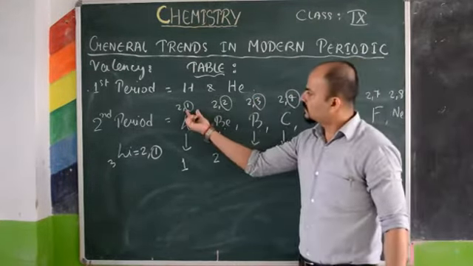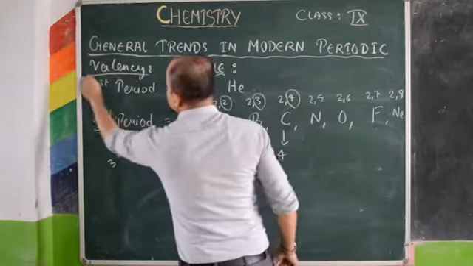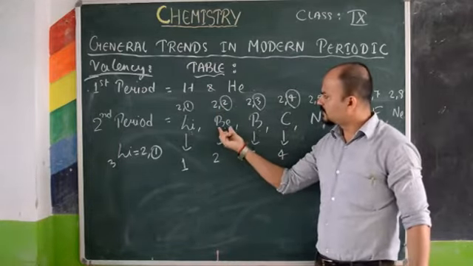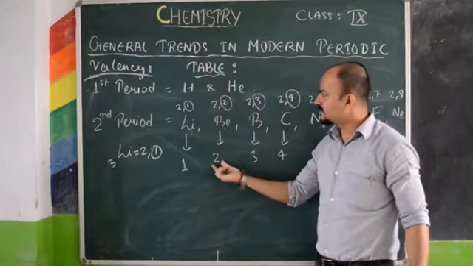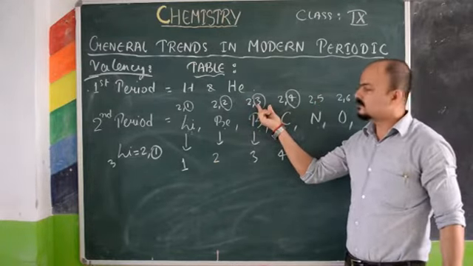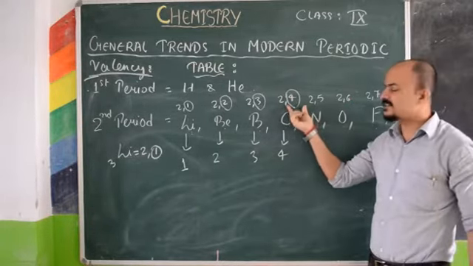So, in the valency, you have 1 electron. For lithium, valency is 1. We are discussing valency. Please don't forget. In case of beryllium, you have 2 valence electrons. Valency is 2. In case of boron, you have 3 electrons in the valency. Valency is 3. For carbon, it has 4 electrons in the valency.